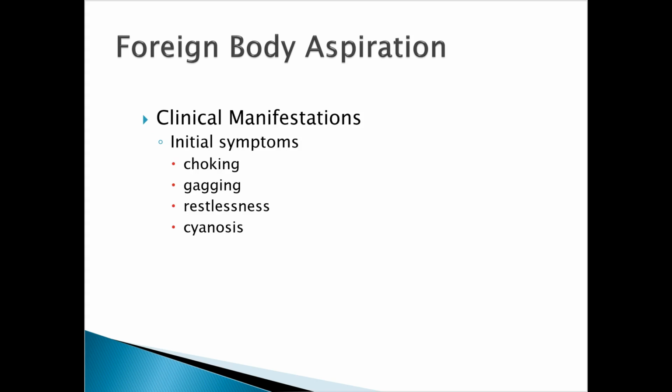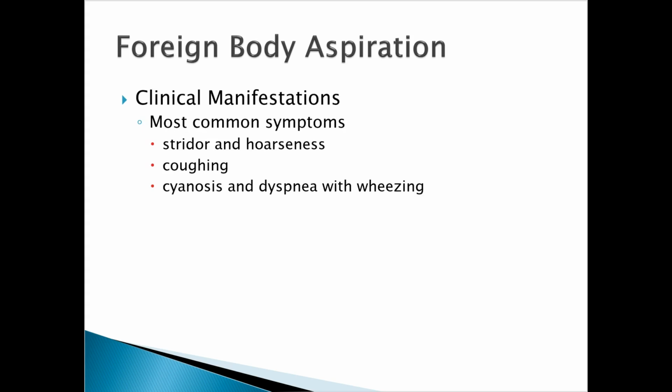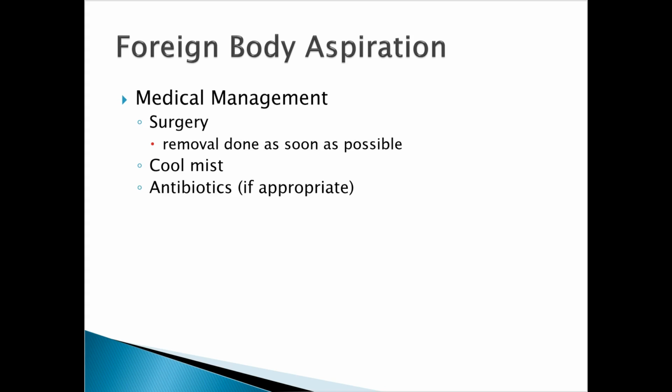If they have aspirated it, however, initially they will be choking, they may gag, they may have some restlessness, and their lips may turn blue. With a partial obstruction, symptoms develop within hours, actually, days or weeks after the initial symptoms. They may not develop immediately, obviously, like a full obstruction would. The most common symptoms are stridor or hoarseness because their throat is partially obstructed. You're going to have coughing, and again, you may have some cyanosis with dyspnea or wheezing because they're not getting all that air in and out properly.